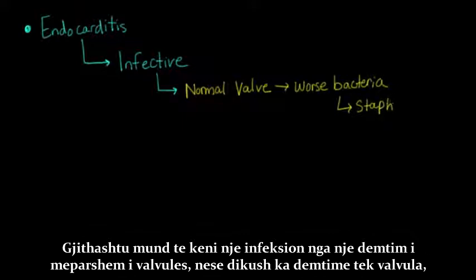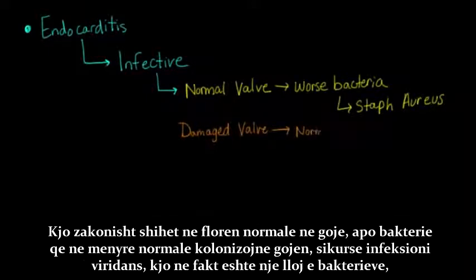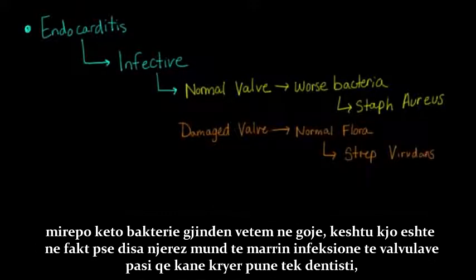Now, you can also have an infection of a previously damaged valve. So if someone already had some damage to their valves, a bacteria that's not as bad may be able to actually cause this problem. And this is often seen with normal flora in the mouth, or bacteria that normally colonize the mouth, such as Strep viridans. That's actually a class of bacteria, but these bacteria are just in the mouth.